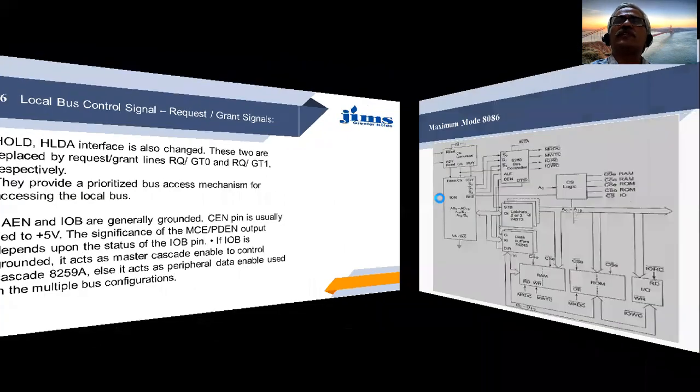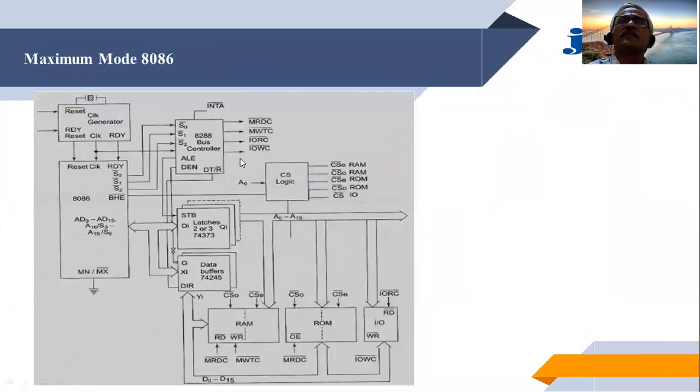Let us see some more details of it. The maximum mode of operation. What do you see here? The configuration for the maximum mode. We can find out that the system looks complex. And when we say complex, it is not a single processor environment. It could be a multi-processor environment. So let us see what additions have been done in this configuration.